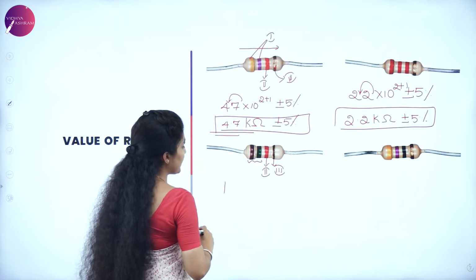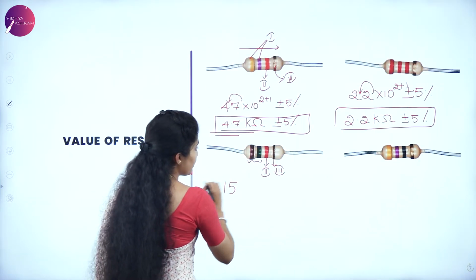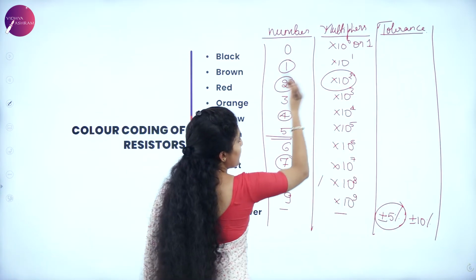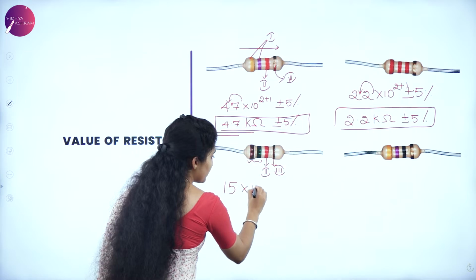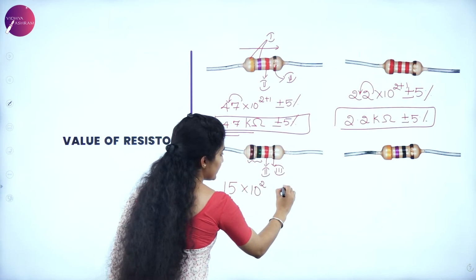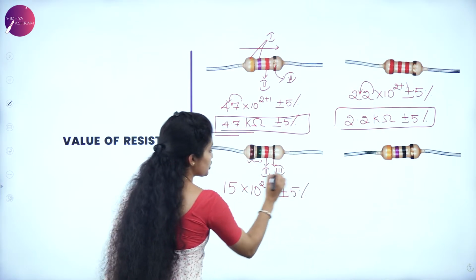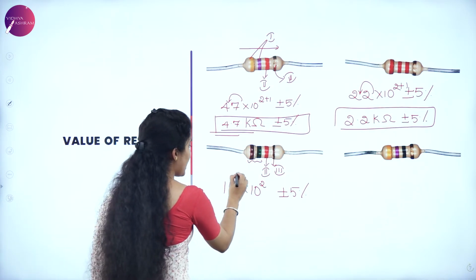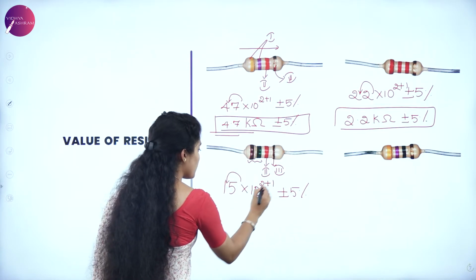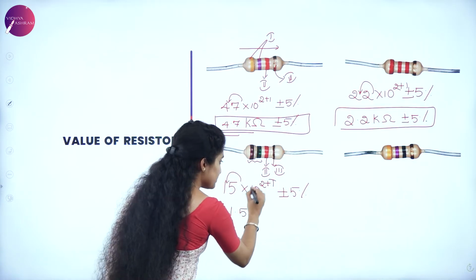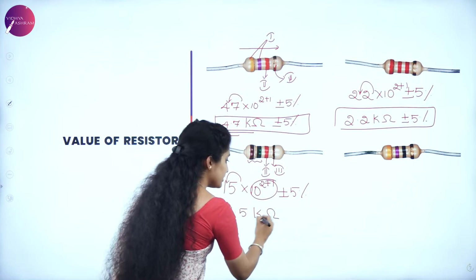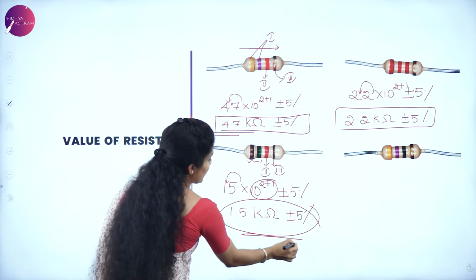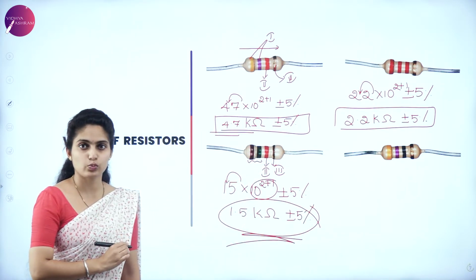So going back again, we have 1 and 5. What is red? Red is into 10 to the power of 2. So into 10 to the power of 2, and gold is plus or minus 5% tolerance. So 15 into 10 to the power of 2, wherein just add 1 point over here. So it becomes plus 1. You get 1.5. This becomes kilo, and ohm is the SI unit of resistance, and you have the tolerance over here. So this will be the answer for the third resistor's value.